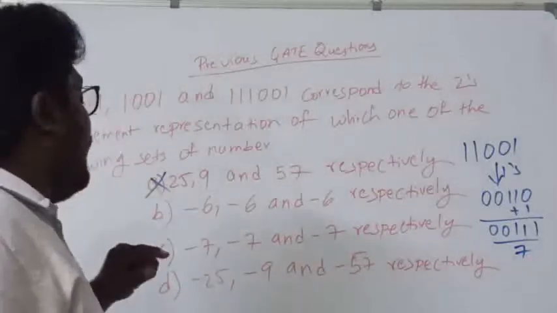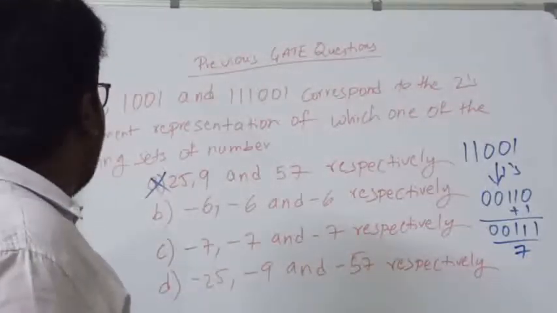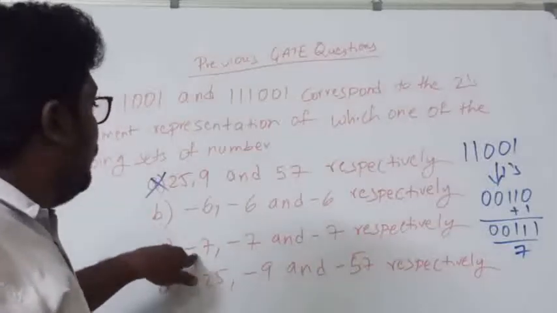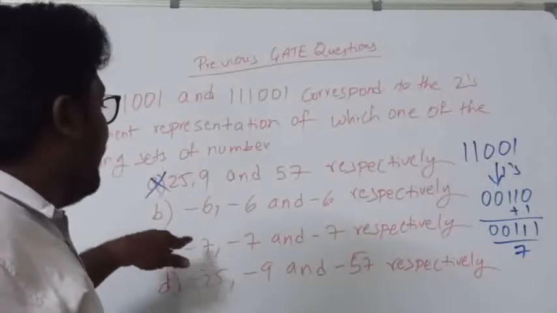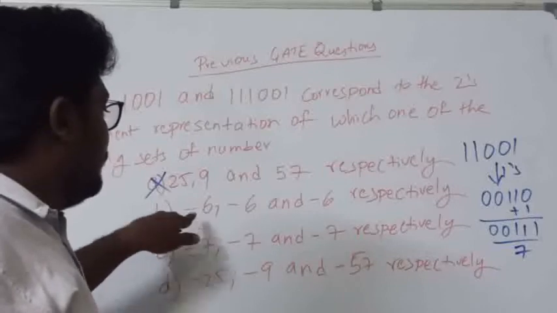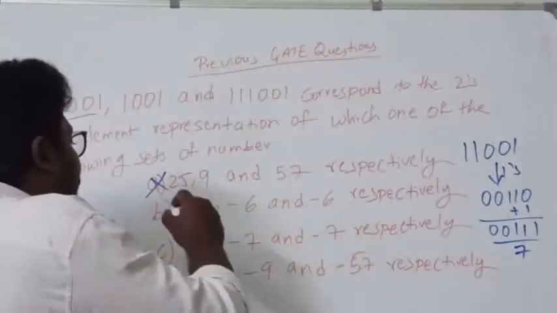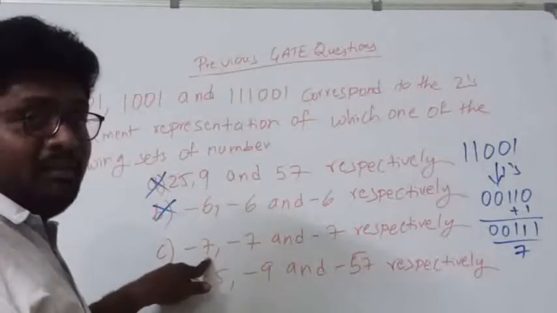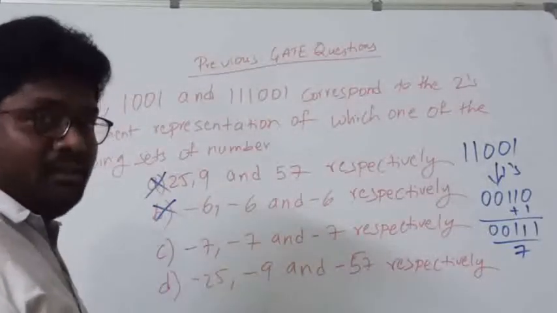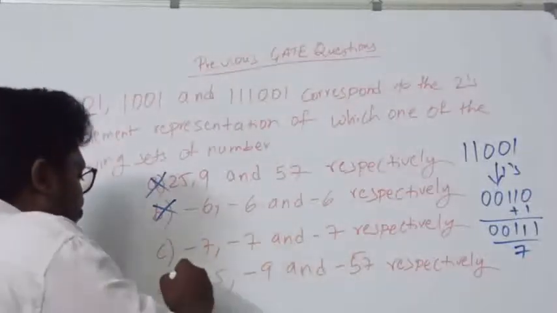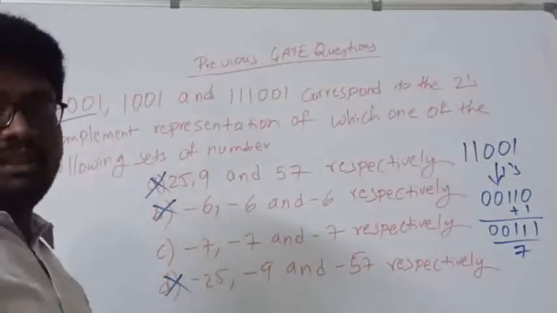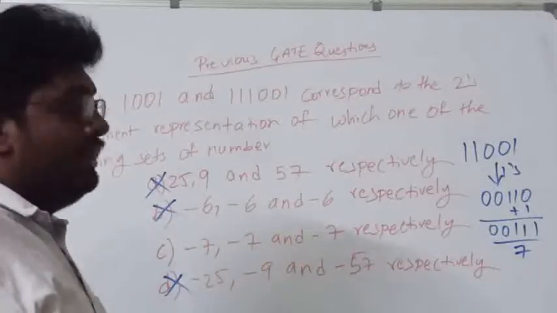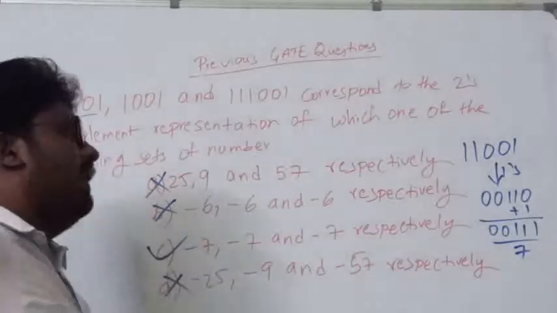As we have already discussed, as the MSB is 1, the number is a negative number. Here we are having 7, right? In option B we are not having 7, so we can skip this. In C, we are having 7, so this might be our answer. For D, we are not having 7. So the answer must be option C. This is the right answer.